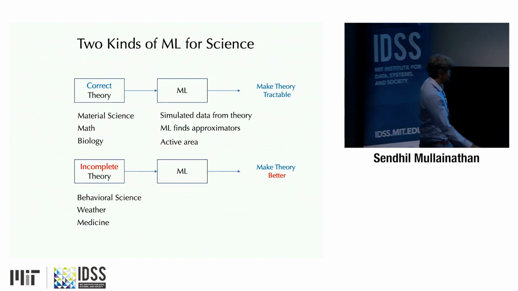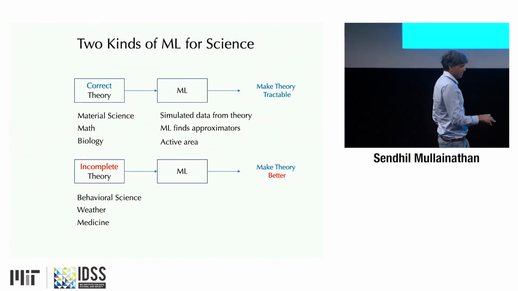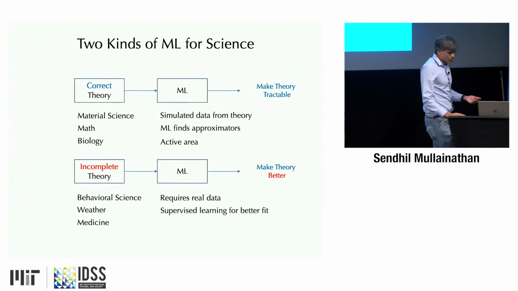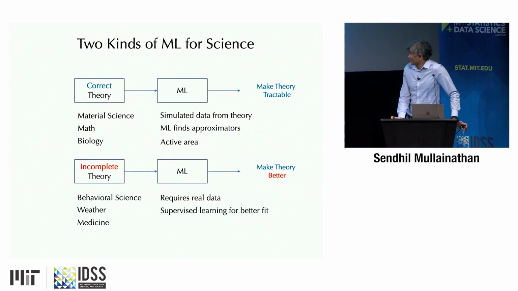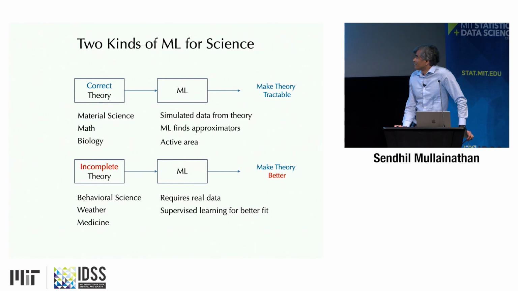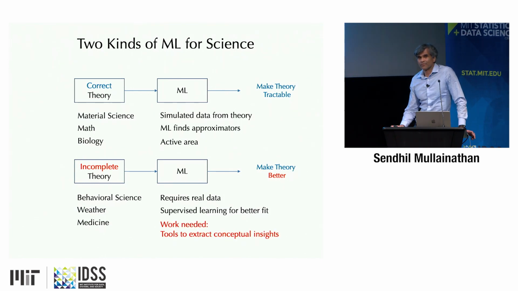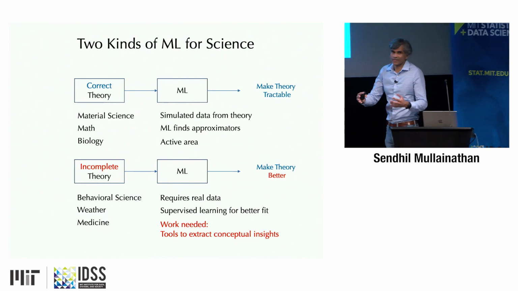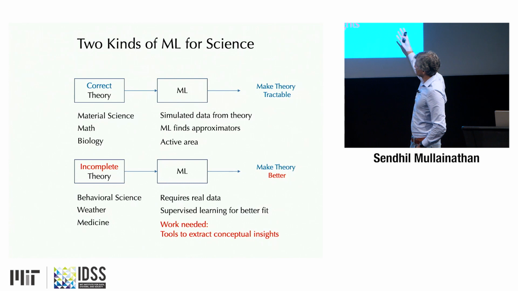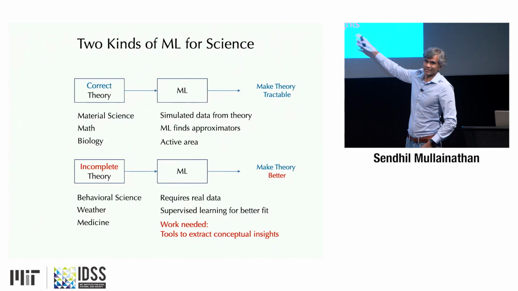Medicine is another extremely promising application. And here the goal is to create tools. It requires real data. We use supervised learning to get better fit of that data than the theory might give us. But then we need tools to be able to extract conceptual insights from that. In the former one, we're happy to just know that, wow, we can do protein folding better. But here, if the goal is to improve the theory, it's not enough to just sort of get a predictive model. We need to get something conceptual out of there.